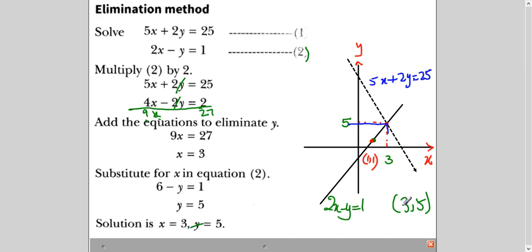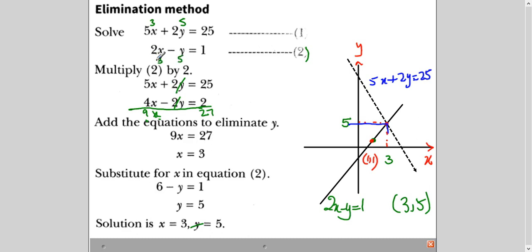If you plug in this point, 3 and 5, suppose I substitute x as 3 and y as 5, what will it become? 5 3s are 15, 2 5s are 10. So 15 plus 10 is 25. So it is satisfying this equation. Now let me substitute here. x is 3, y is 5.